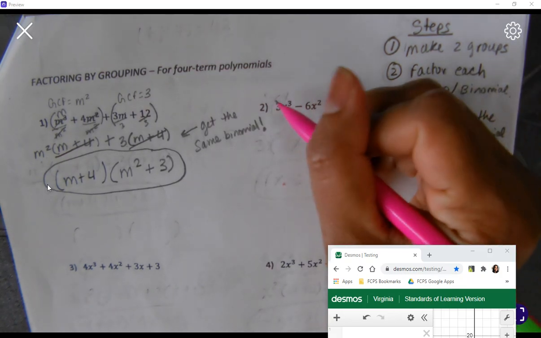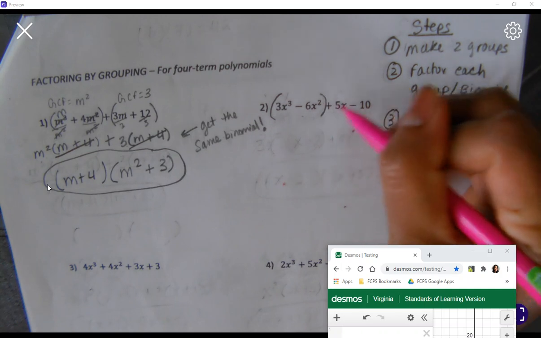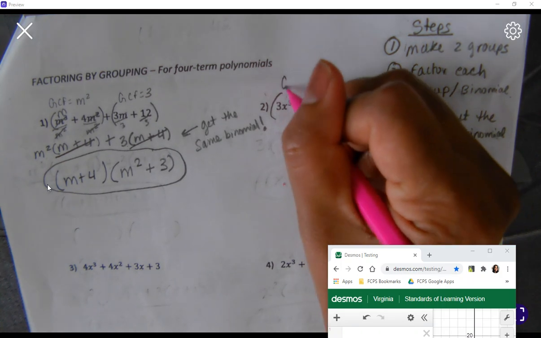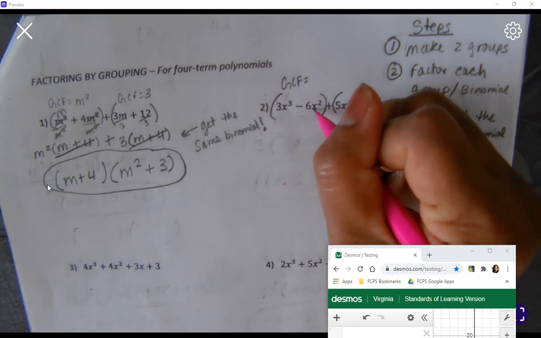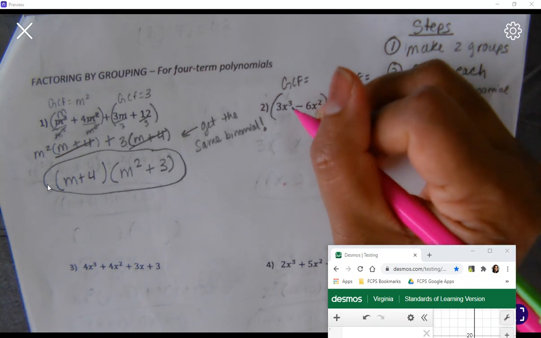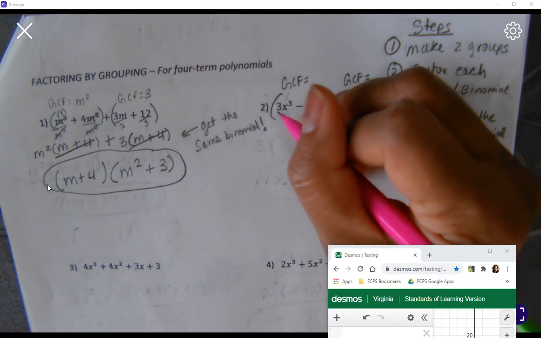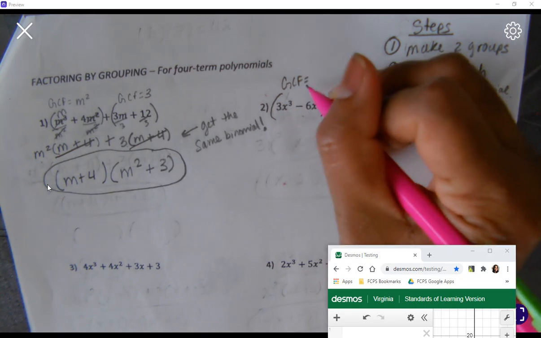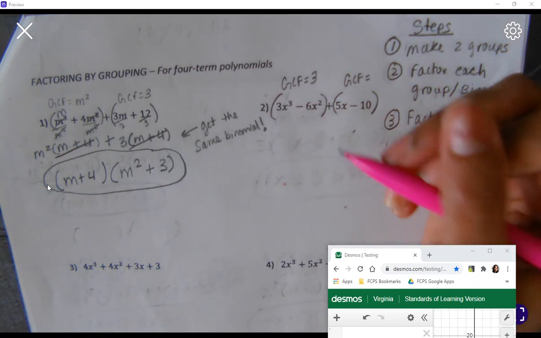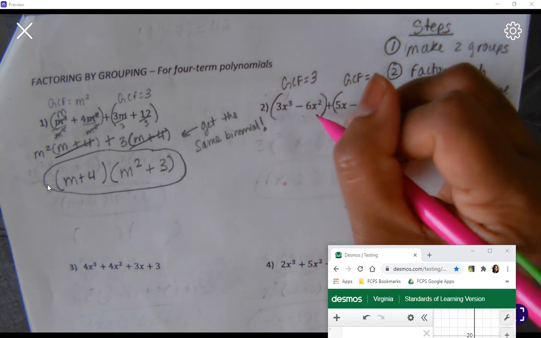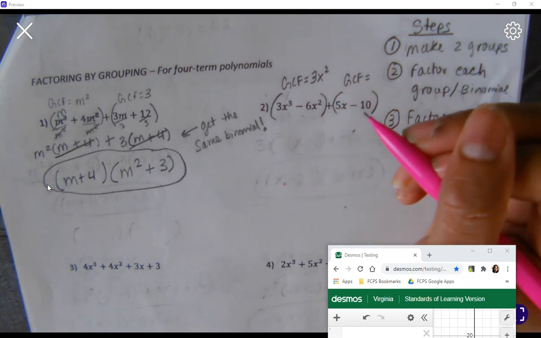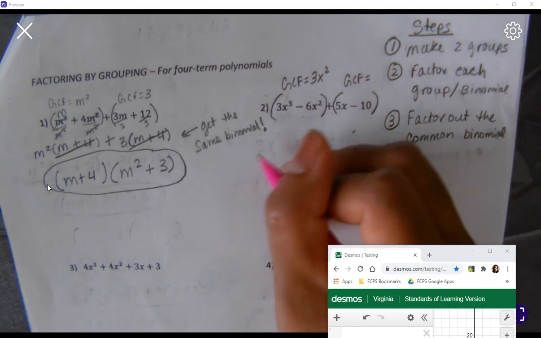So let me try number 2. I'm going to group the first 2, group the second 2, and now I'm going to find the GCF, the greatest common factor here, and then find the greatest common factor here. The greatest common factor here is between 3 and 6. The GCF is 3 because 3 goes into 3 and 3 goes into 6. Also you have x cubed and then x squared, so the most I can take out is x squared. So 3x squared is my greatest common factor.